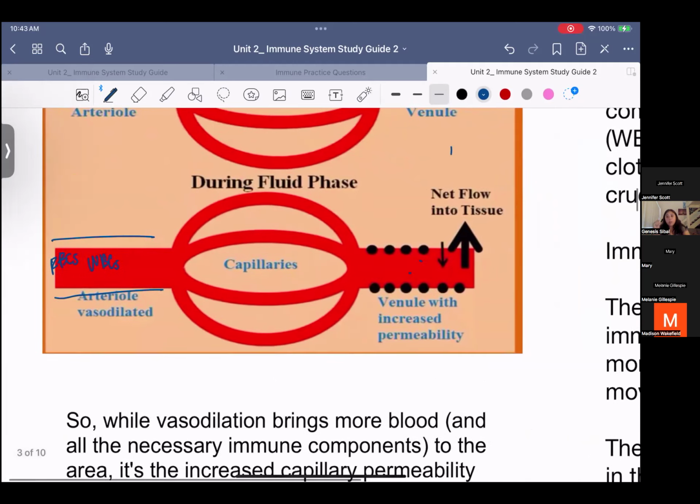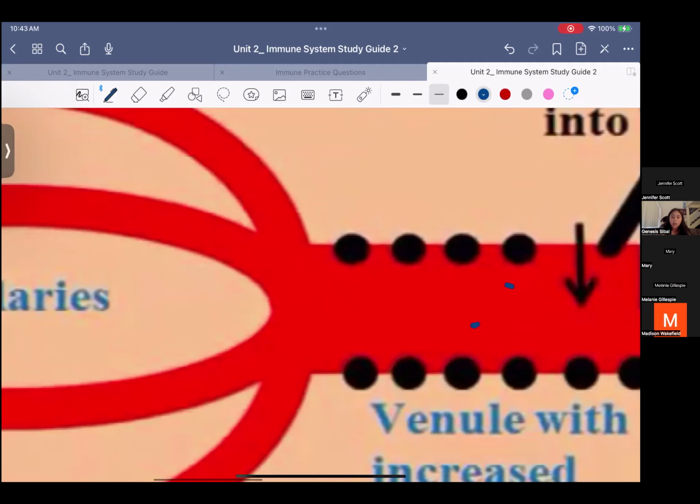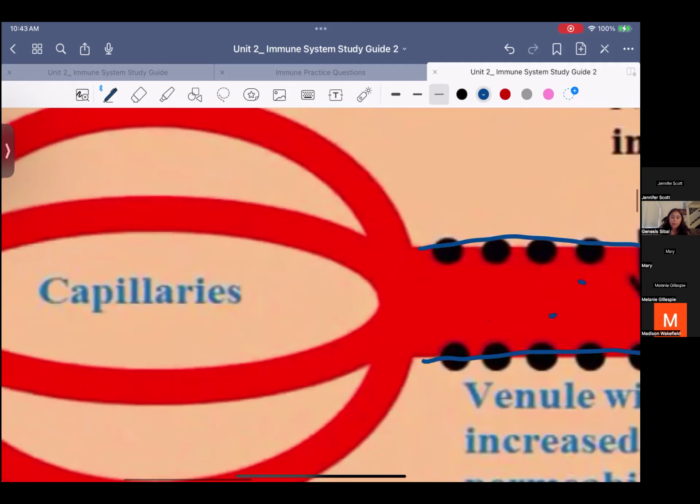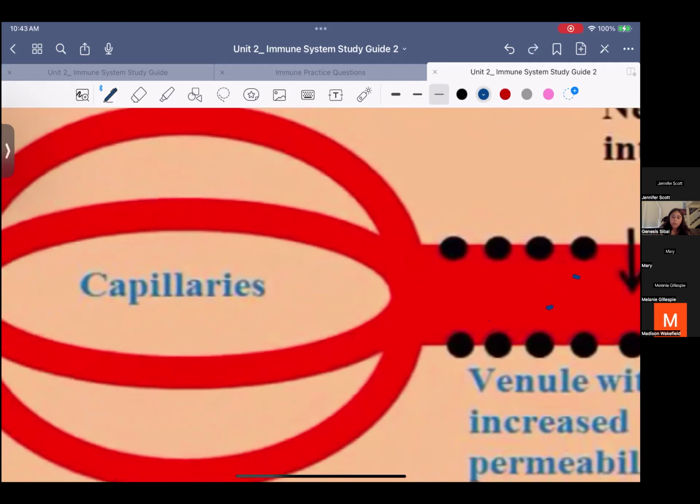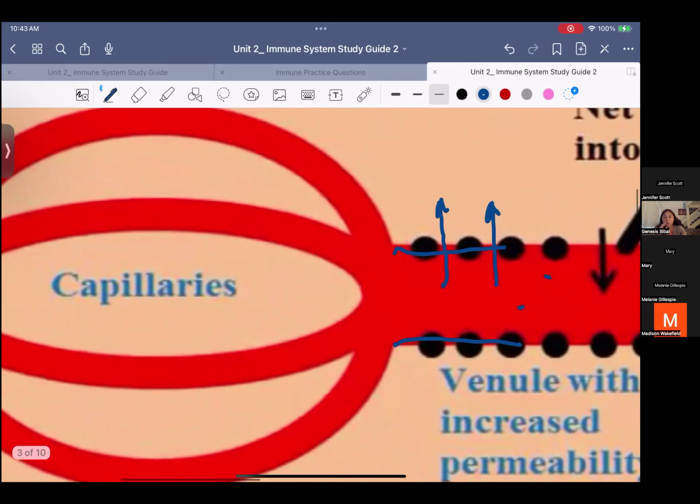So the difference between vasodilation and capillary permeability is, when we're talking about permeability, if this is the capillaries and we're talking about veins and arteries and everything, let's see if I can draw this. Capillary permeability means we're going through the vessel, right? So we're going through those capillaries, we're going through the walls of that. All of these walls right here, we're going through.